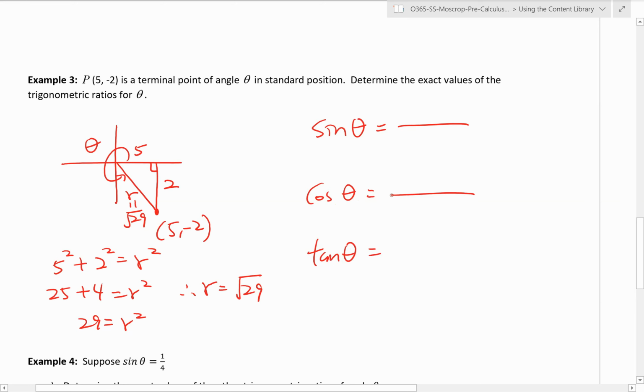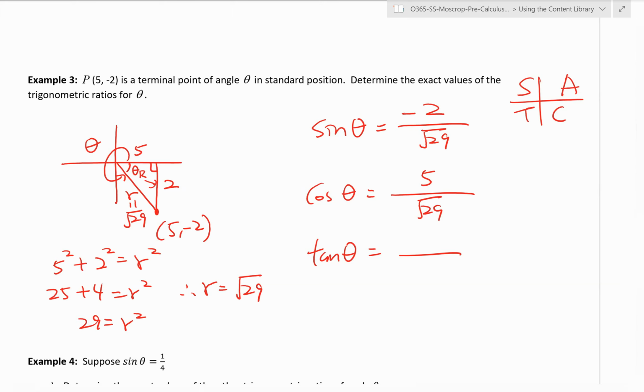Sine theta would be opposite side over hypotenuse. So here's the reference angle. That's where we look at the triangle from. Opposite side is 2. Hypotenuse is root 29. Now, because we're in the fourth quadrant, sine should be negative. Cosine will be adjacent over hypotenuse, so it'll be 5 over root 29. Again, by looking at All Students Take Calculus, cosine will be positive in quadrant 4, so we leave it like that. Finally, for tangent, that's opposite over adjacent, and tangent is negative in the fourth quadrant.